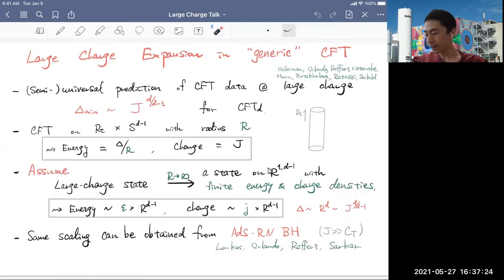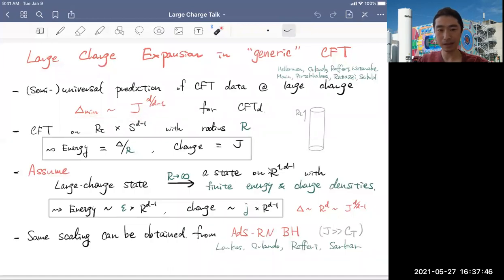Okay, so one of the fundamental or most basic results for the large charge analysis of conformal field theory, especially in generic conformal field theory, is this semi-universal prediction of CFT data at large charge. And in particular, the most basic one is this one.